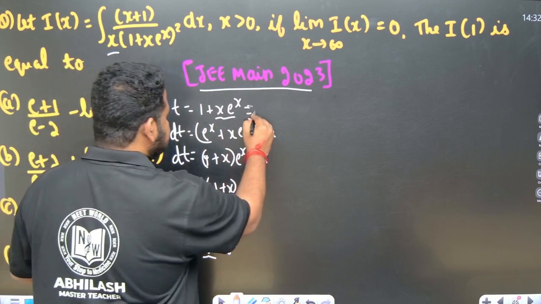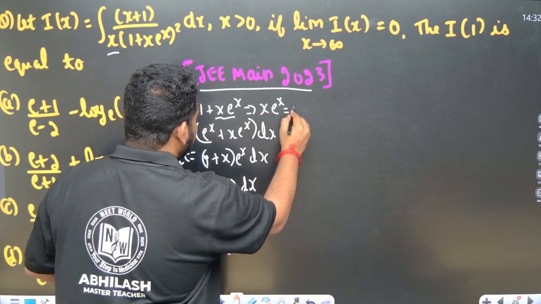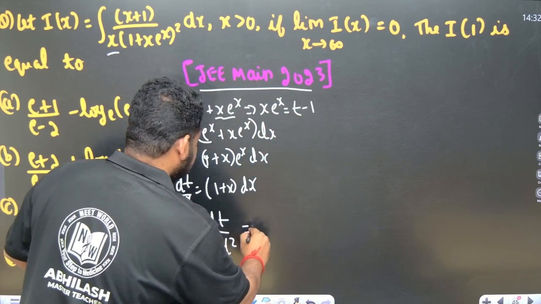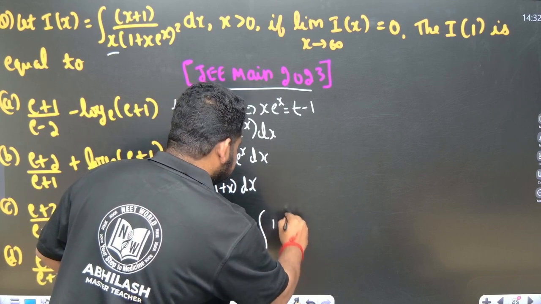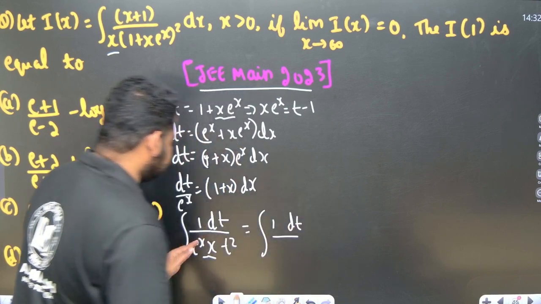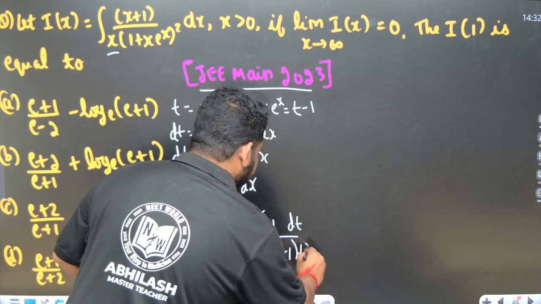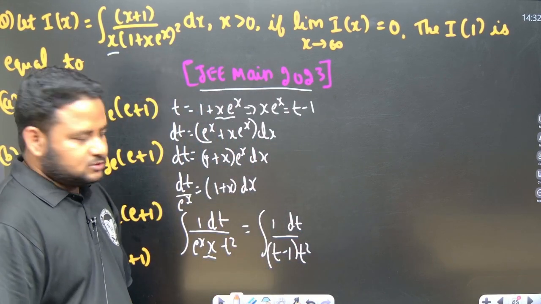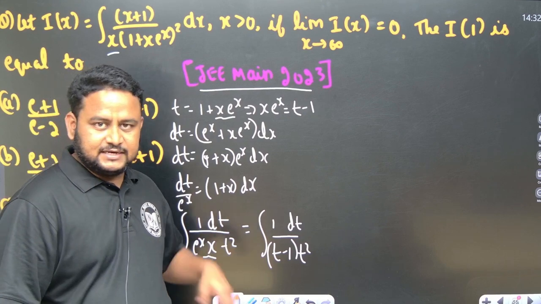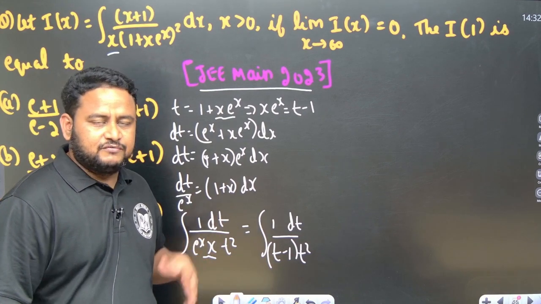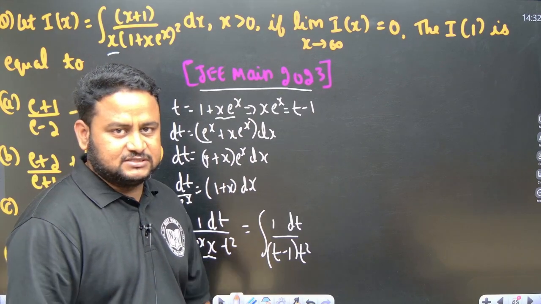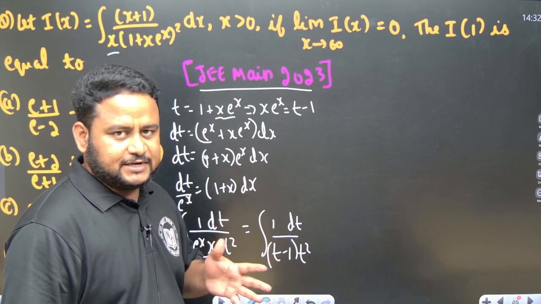Thus, this implies x into e power x will be equal to what? t minus 1. So, this will turn out to be 1 times dt by e power x into x, which is nothing but (t minus 1) into t square. So, now we can integrate it. We can integrate it using partial fractions, or what we have learned in sequence and series. That is why we did sequence and series previously, prior to integration.